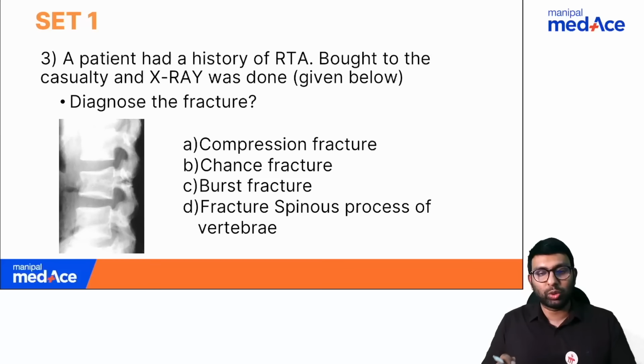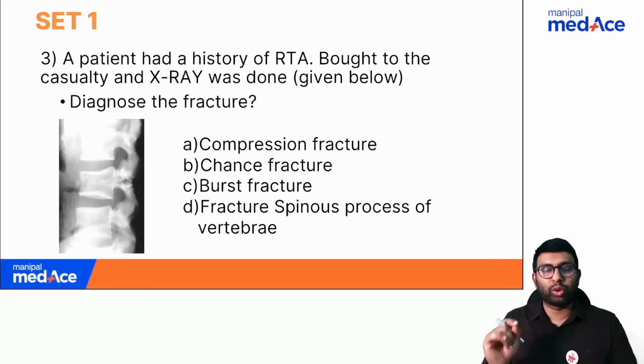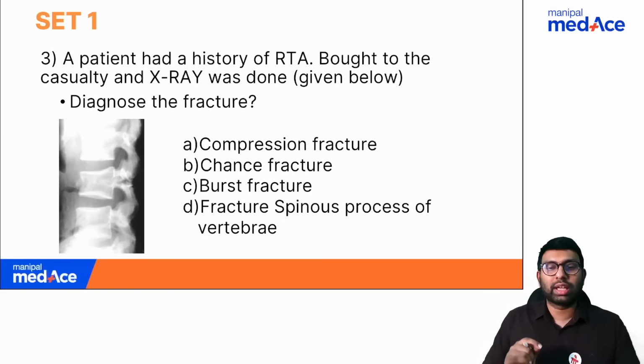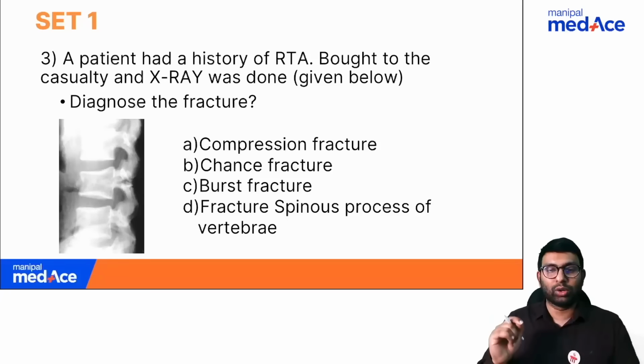Now coming to the third question, this was a spine question where they'd given you an X-ray of a patient. This was mainly the lateral view X-ray of the spine. Looks like a lumbar or a thoracic spine. Here the history of road traffic accident. Patient is brought to the casualty. X-ray is done. X-ray looks somewhat like this. What do you think is the diagnosis? Your options were compression fracture, chance fracture, burst fracture, and fracture spinous process of the vertebrae.